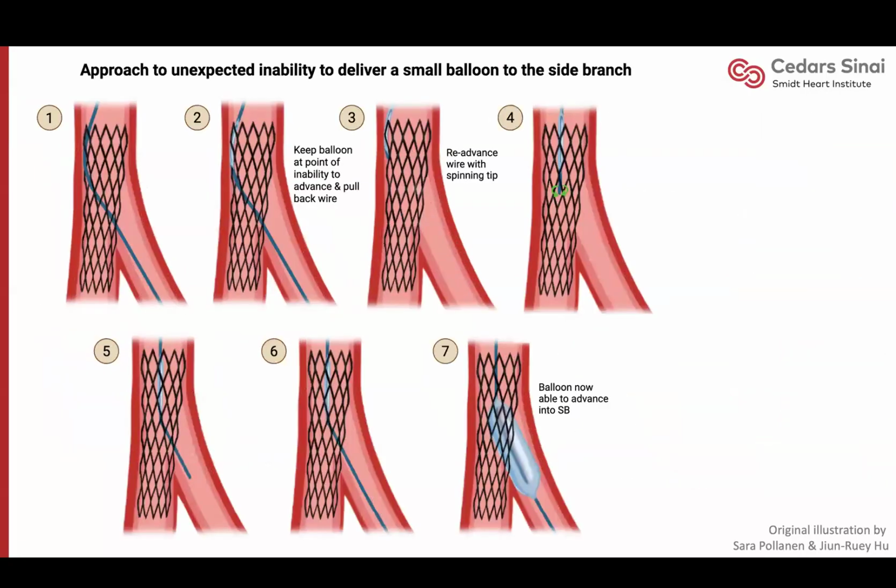If a balloon cannot be crossed into the side branch, even after downsizing to a 1.0 balloon, that suggests that the guide wire may have inadvertently passed behind the struts of a stent. In this situation, keep the balloon positioned at the point of inability to advance and withdraw the wire to that point, effectively withdrawing the wire from behind the stent struts. Then re-advance the wire with a spinning tip or helicopter spinning tip. Then recross the side branch with subsequent ability to deliver and inflate the balloon in the side branch.